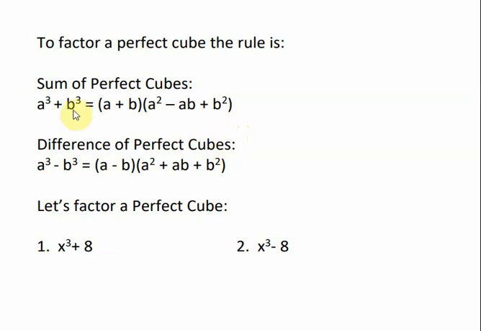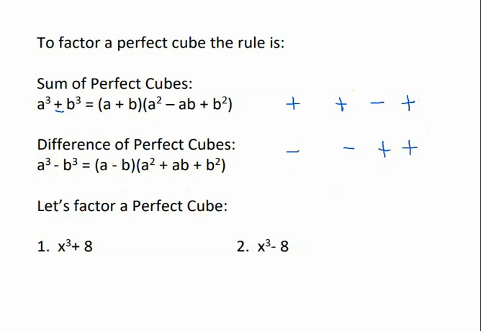Now, the thing you need to get from this rule is, if it's a sum of perfect cubes, if this is plus, then the pattern in our answer is plus, minus, plus. So if it starts with a plus, the answer is plus, minus, plus. If it starts with a minus, the pattern is minus, plus, plus. So you just kind of have to commit that to memory. So now let's factor a perfect cube.